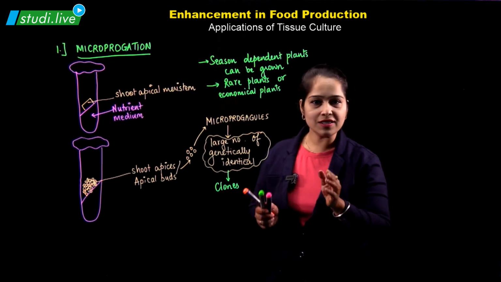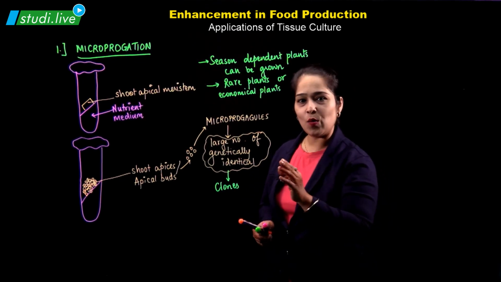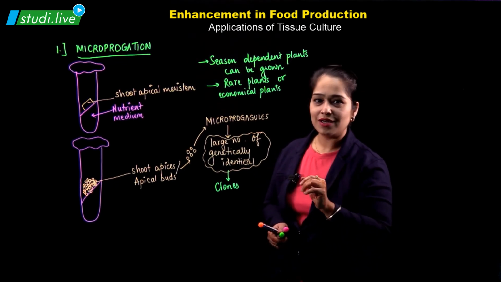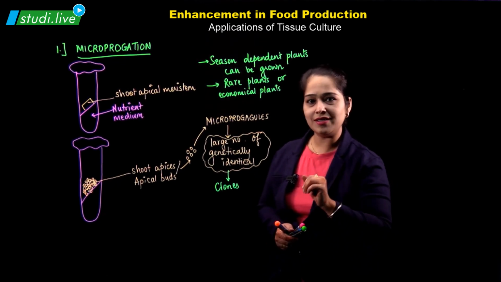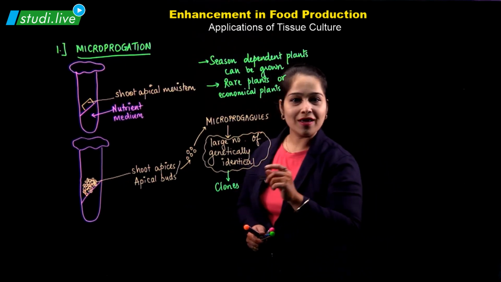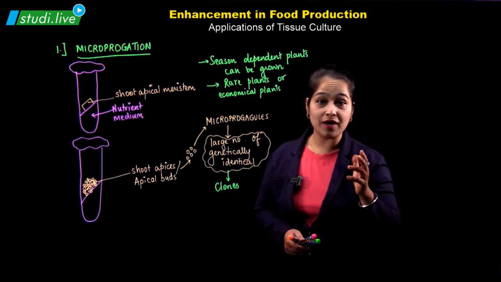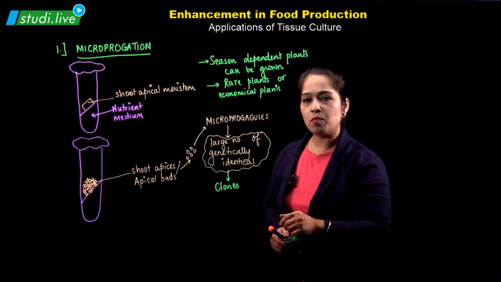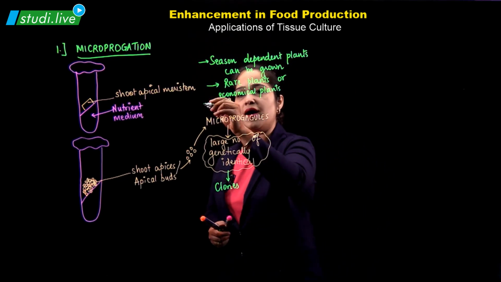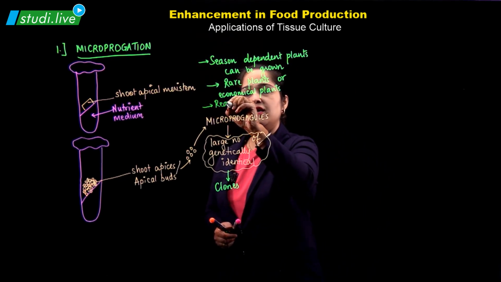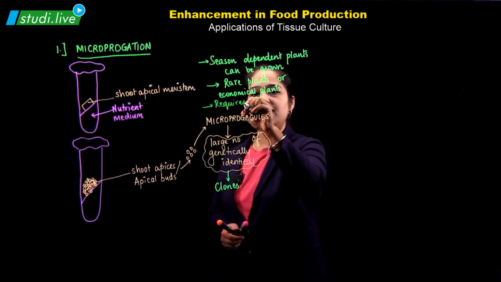So we'll say this micropropagation requires small space. So our storage becomes easier. Can you imagine a test tube containing 1000 plants? So micropropagation requires less space, and storage becomes easy.